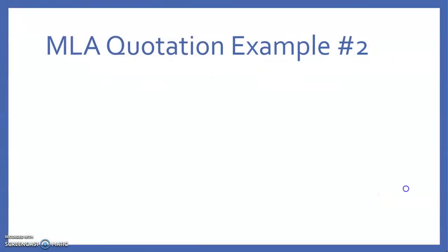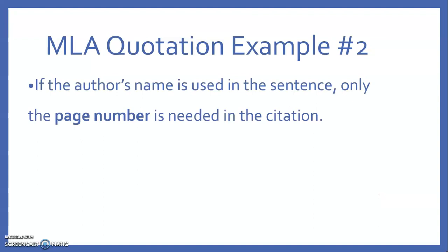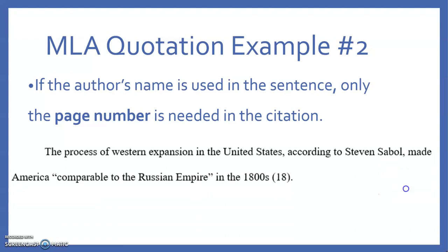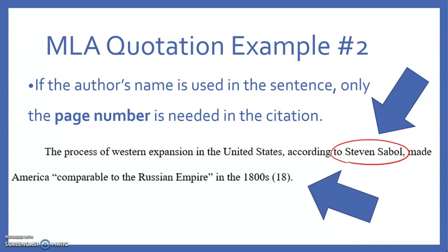Here's another example. Let's say that we wanted to use the author's name in the sentence. In that case, then we'd only have to put the page number that we found our information on at the end in parentheses. It would look something like this. So right here we have the author's name. And notice we use the whole name here and not just the last name. And then we wouldn't have to put the last name of the author in our parentheses. We just have the page number we found our quote on.